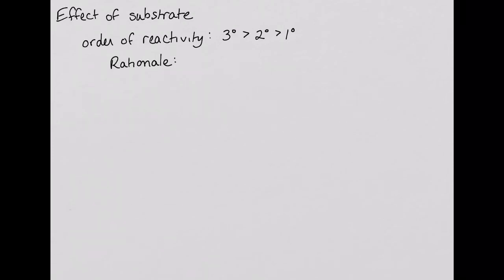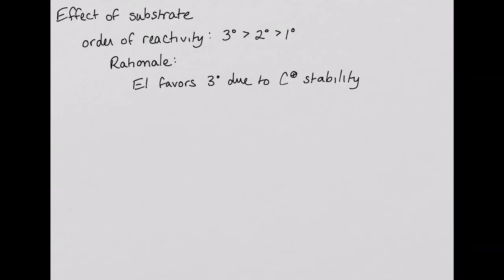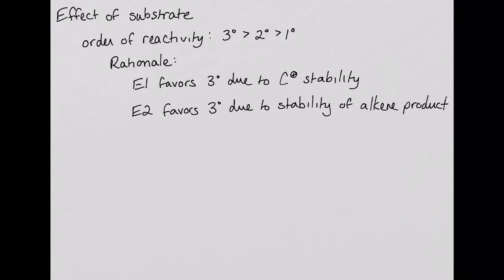The E1 mechanism favors tertiary substrates due to the stability of the tertiary carbocation. Tertiary carbocations are more stable than secondary and are more stable than primary. The E2 mechanism favors a tertiary substrate due to the stability of the alkene product. Remember that more substituted alkenes are more stable.